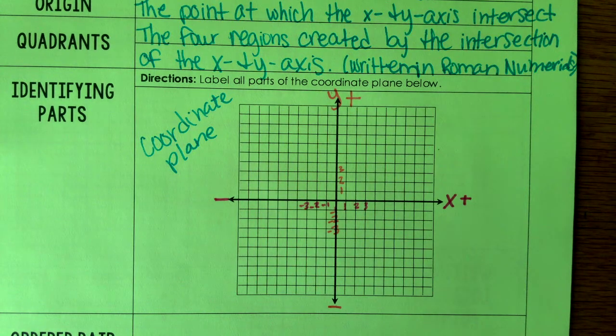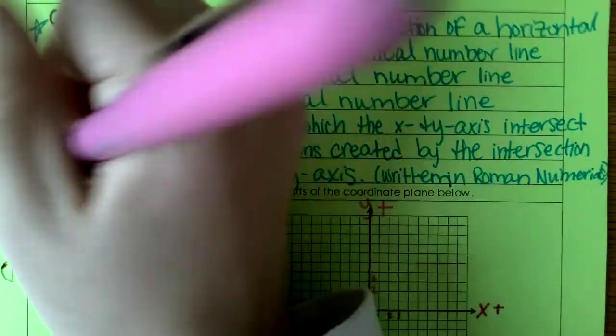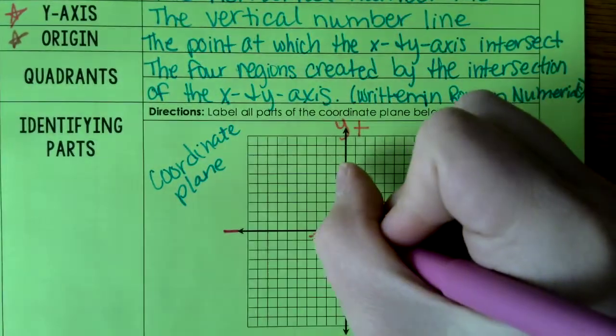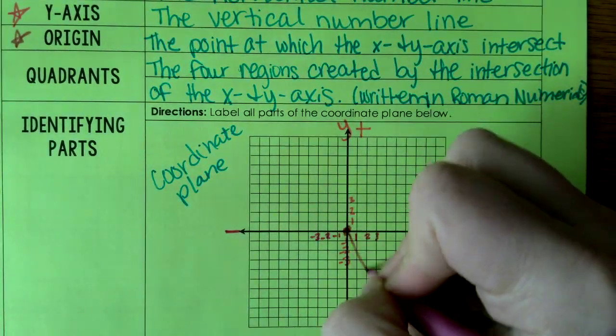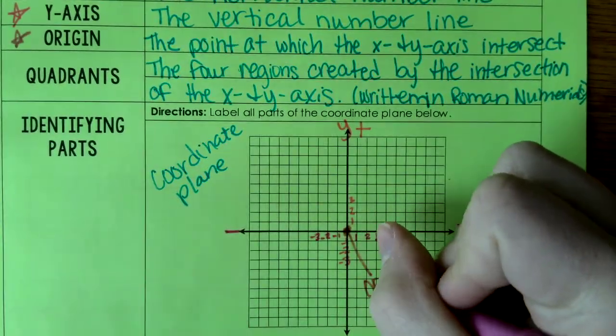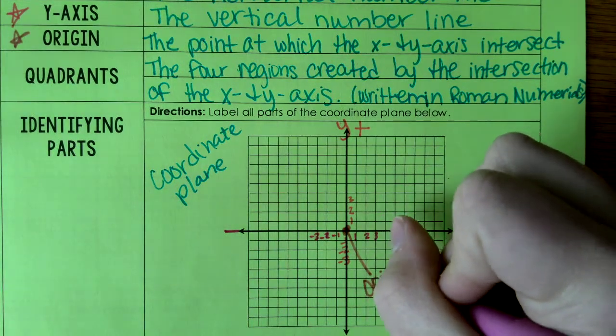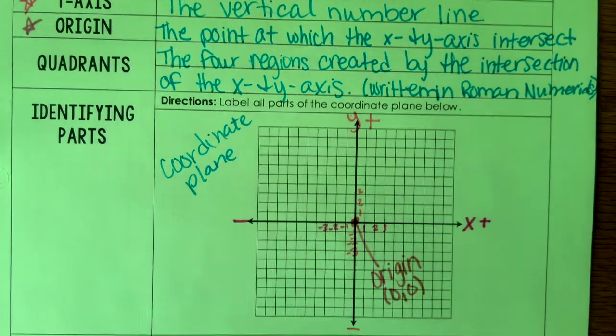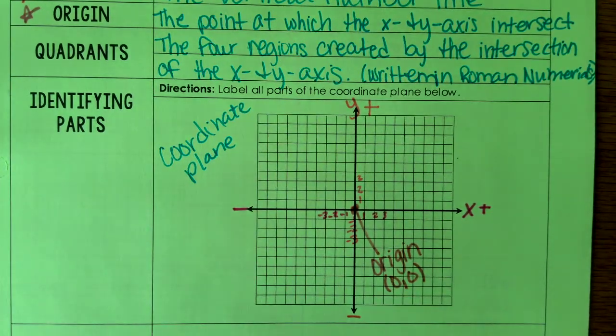Okay. Well, now the next really big thing that we have to talk about is the origin. And the origin here is at 0, 0. That is our origin. And that is the point that we call 0, 0. Okay, that helps us determine which way is negative and which way is positive.